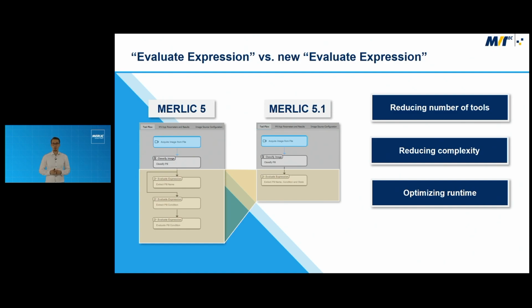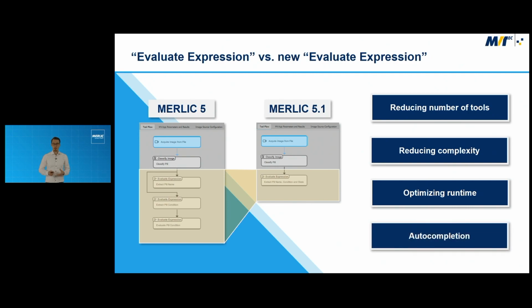Additionally, you optimize your runtime because every tool in the tool flow needs a small overhead to initialize the tool and execute the tool. And if you reduce it in a higher number, you also will save some runtime in your MV app. And last but not least, we add the auto-completion to the evaluate expression tool to make it easier for you to find the right syntax for writing such kind of eval expression tools. By the way, Yi will show you later how this works in detail.